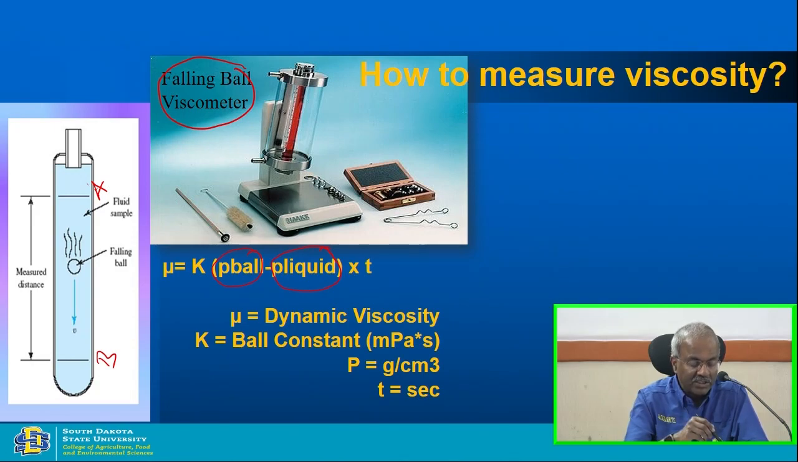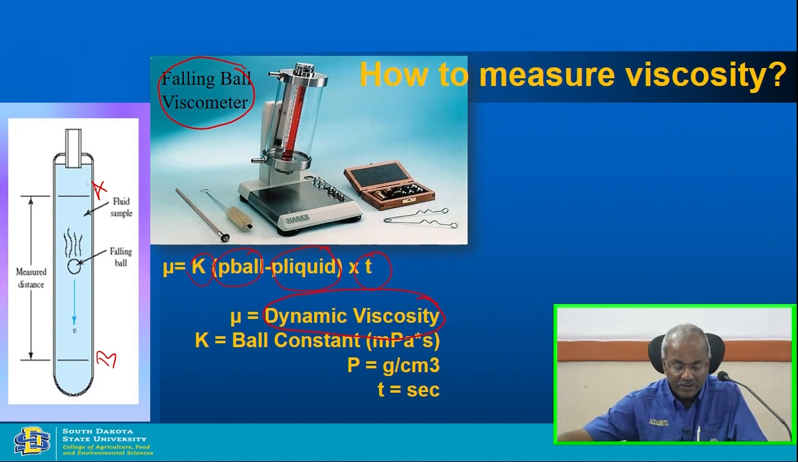And here this is called dynamic viscosity, because it has nothing to do with whether the fluid is Newtonian or non-Newtonian. Only if you are characterizing the fluid as Newtonian or non-Newtonian can you call it apparent viscosity. This is why it's called dynamic viscosity, because you use the density difference when you are trying to calculate or measure the viscosity of the fluid. So it's a function of the density of the ball minus the density of the liquid, times the constant, and also times how much time it takes to travel the distance.